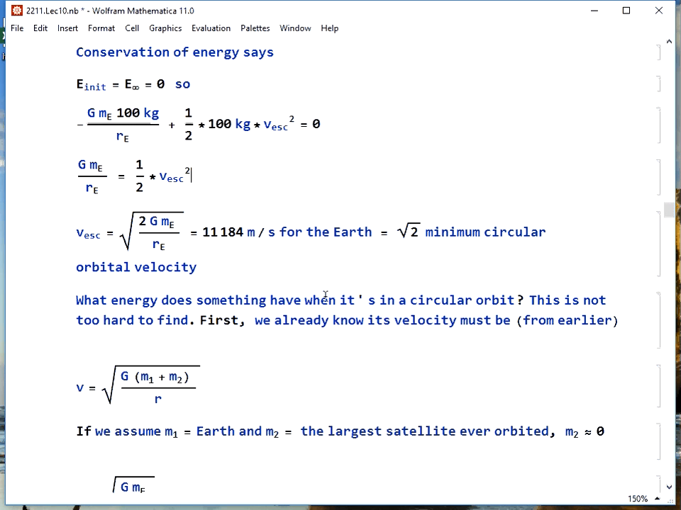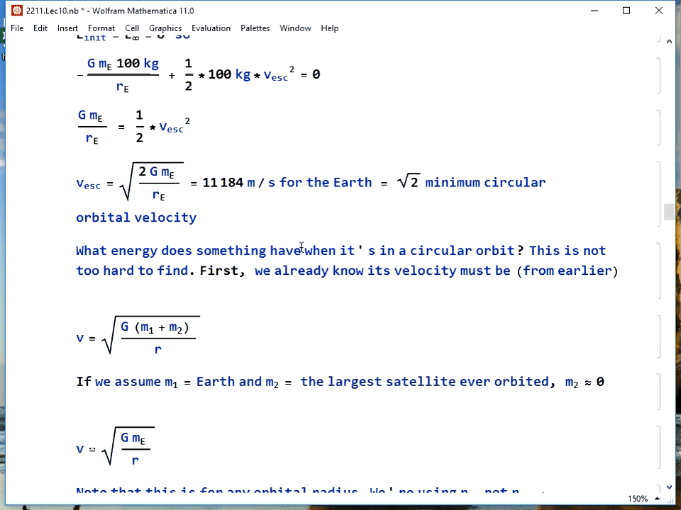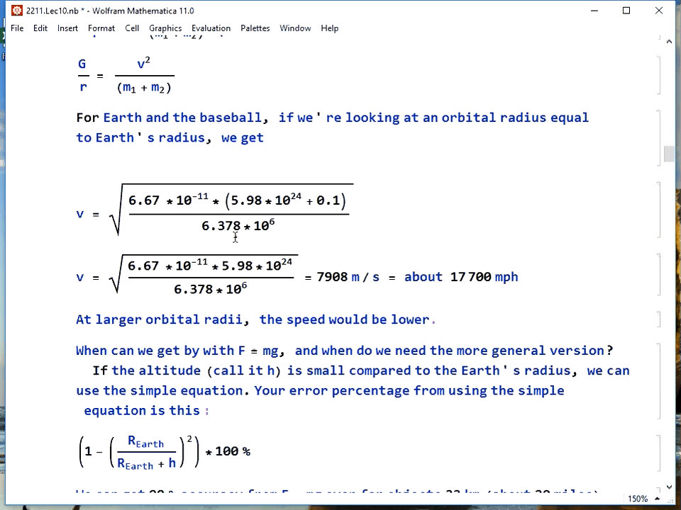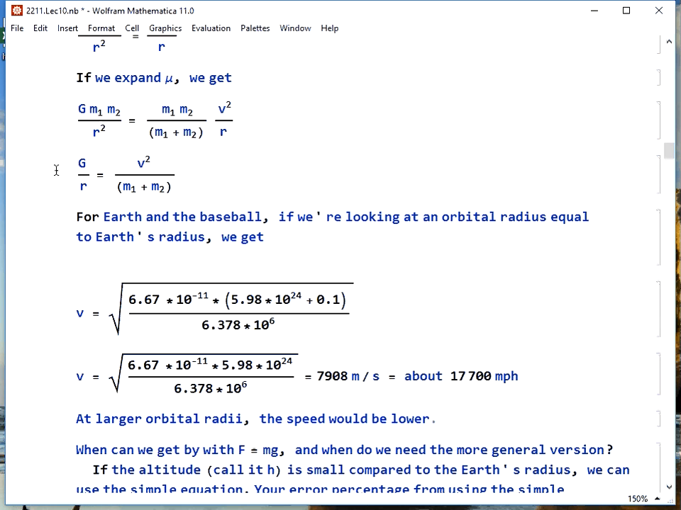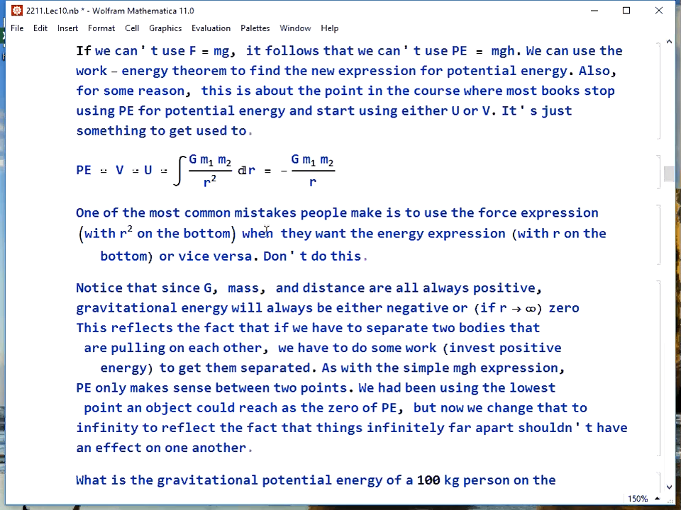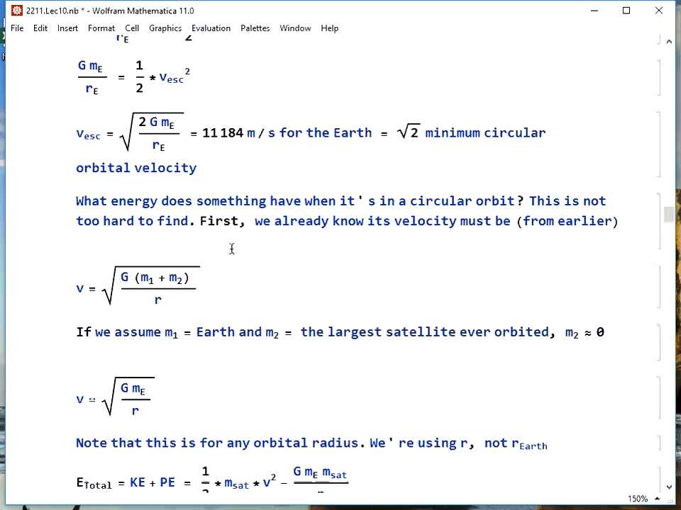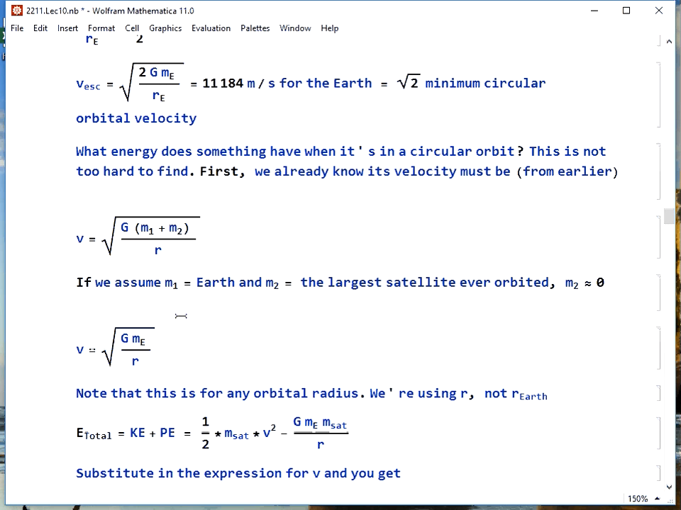What about the energy something has when it's in a circular orbit? It's going to have both kinetic and potential. We just found its velocity earlier. Back here, we found the velocity of an object in circular orbit, and we know the kinetic energy, or rather the potential energy.